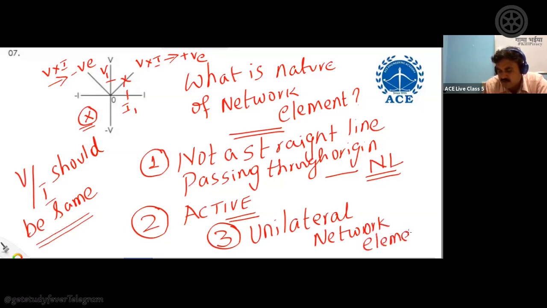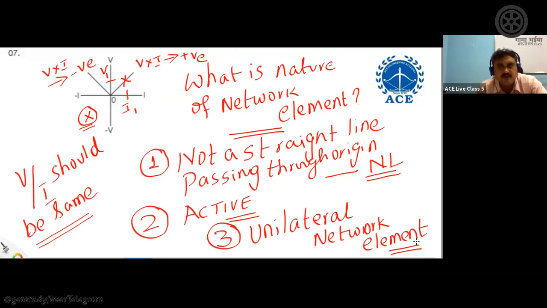Just follow the technique I have given. Input output characteristic graph, straight line passing through origin, linear. First point. Second point, product of voltage and current, if at all anywhere it becomes negative, confirm it as active, otherwise passive. If image of each point is present on the graph, image means what?